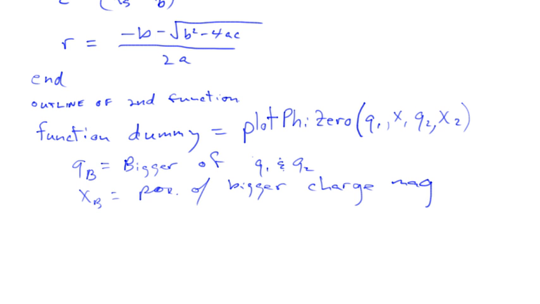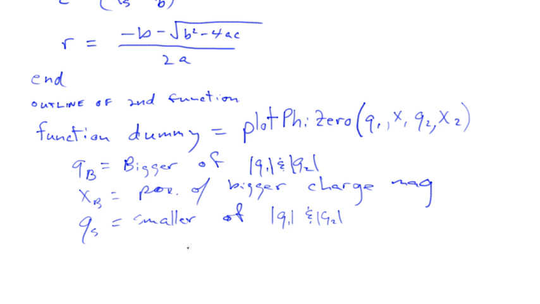And maybe let's say it's whichever one has a greater absolute value, so we're not worried about to the right on the number scale. That's what I mean. And then QS equals the other charge, so smaller of it's really not quite that. Q1 and Q2.